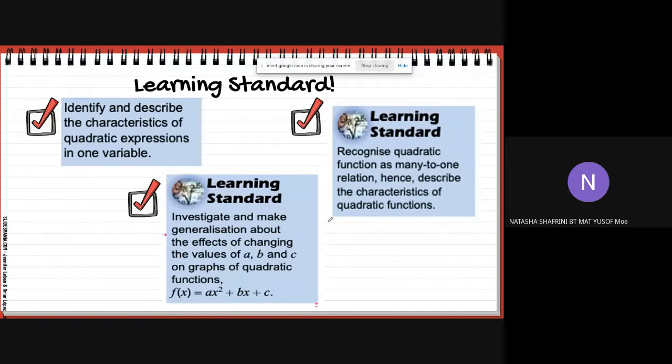Okay, kita ada 4 jenis relation. Siapa ingat? Siapa ingat relation ada 4? Okay, satu apa? Siapa boleh jawab?